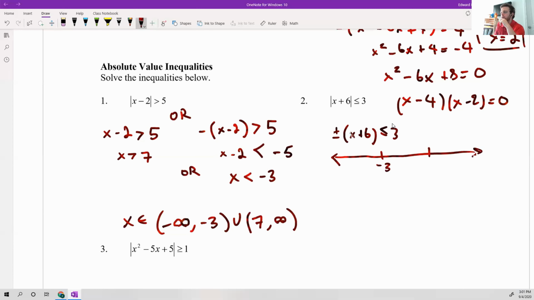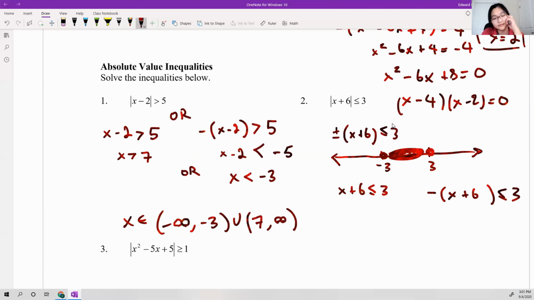All right? We need to find all the x values, and when we plug them into this expression, it's between negative 3 and 3. And in this case, we can include negative 3 and 3 because we're also equal to. Right? So let's look at now the two inequalities. X plus 6 is less than or equal to 3, and negative x plus 6 is greater than or equal to, sorry. Let's look at these two inequalities.